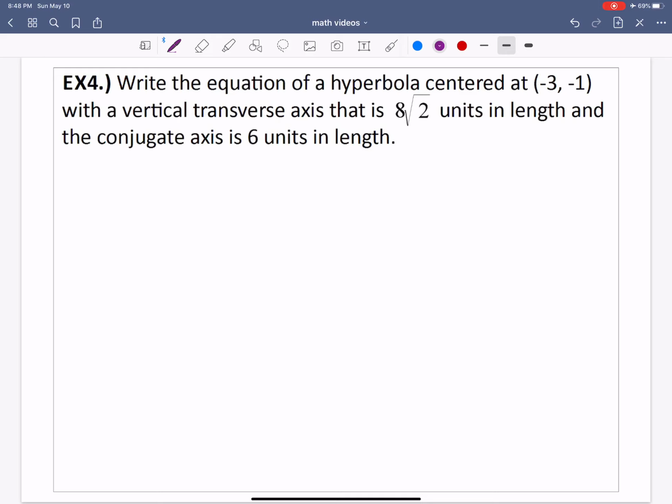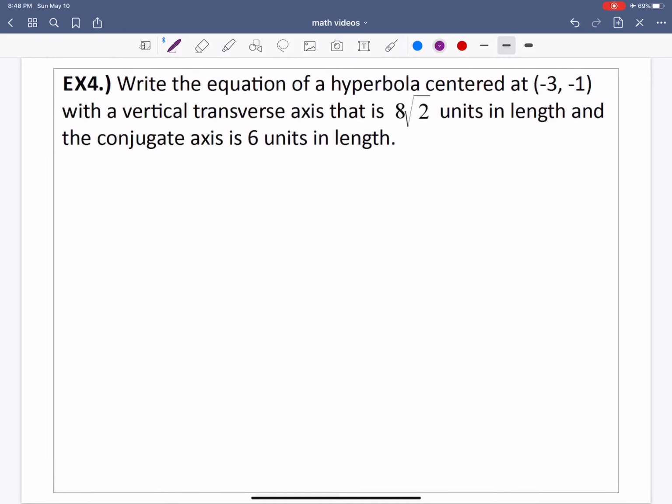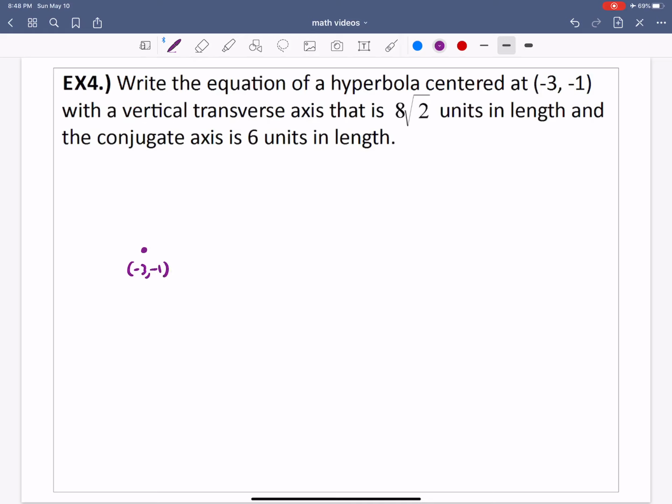Okay? So it says write the equation of a hyperbola centered at -3, -1. Ooh, yes, they give me the center, -3, -1, with a vertical transverse axis. Ooh, that's fun. That is 8√2 units. Ooh, I love when the units aren't nice, clean, easy whole numbers.